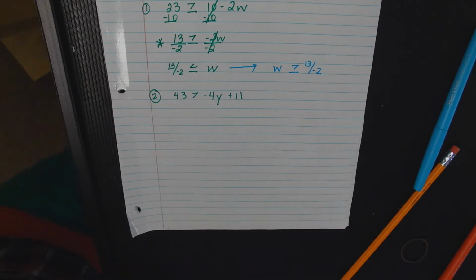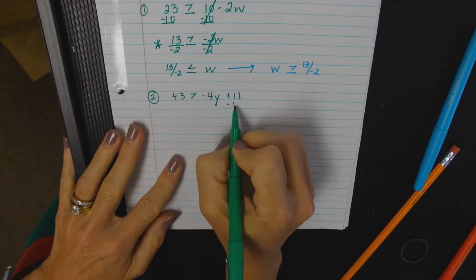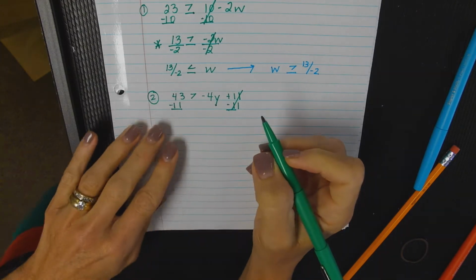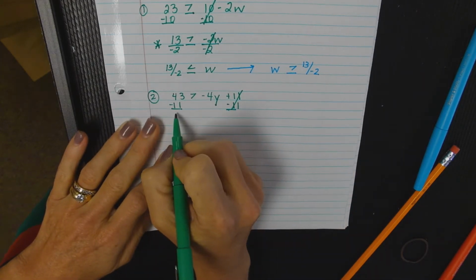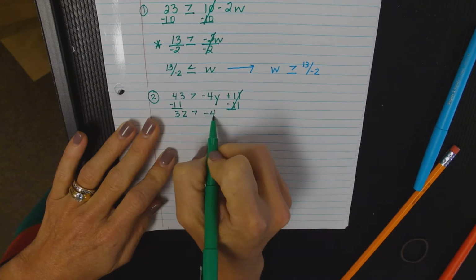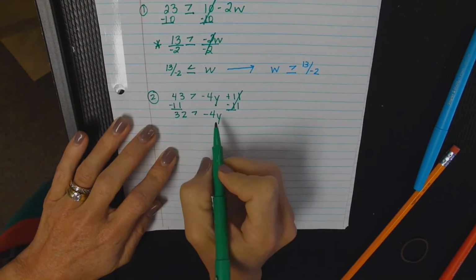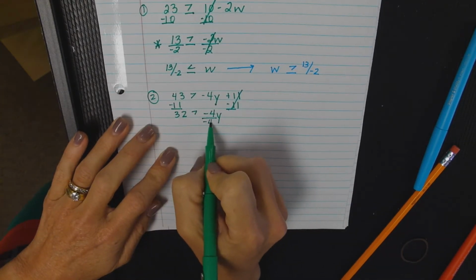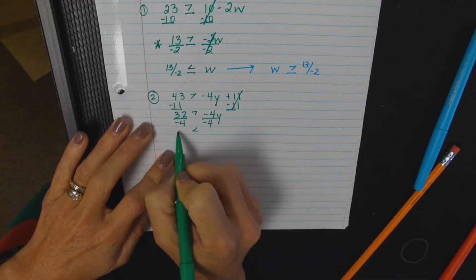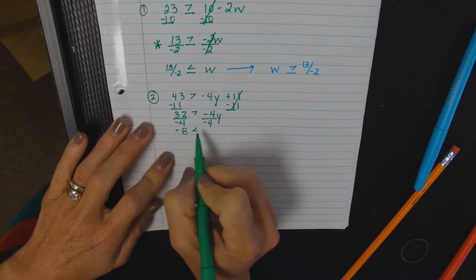Alex, what's my first step? You have to subtract 11 from both sides. That's right. So this is gone. 43 minus 11, 33. Nothing changed. I'm just bringing everything down. Now you divide by -4. And what happens to my inequality sign? It flips, because you're dividing or multiplying by a negative number.